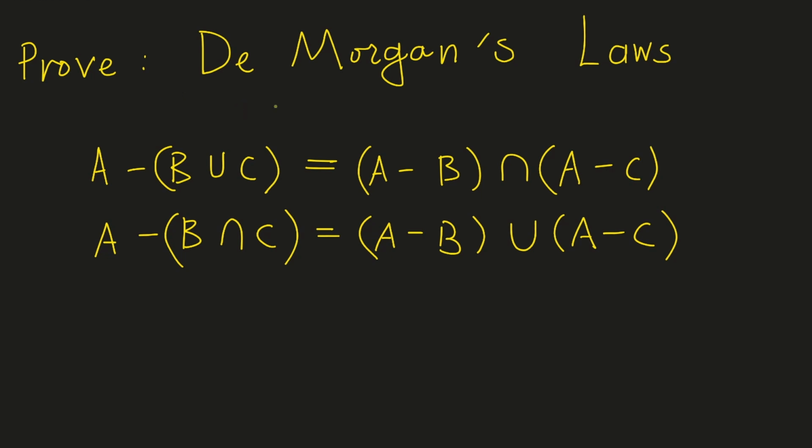Hello. Today we're going to prove De Morgan's laws. Actually, only the first one. The second one is left as an exercise. Here, A, B, C are all sets. The first one says A minus the union of B and C equals the intersection of A minus B and A minus C. So this is a fairly typical proof in set theory.